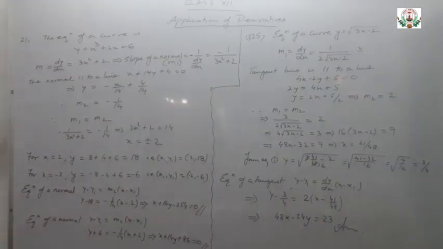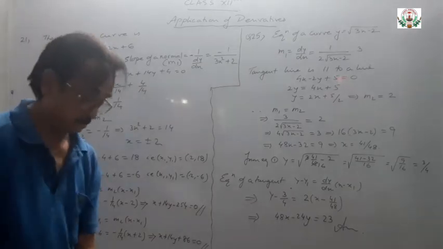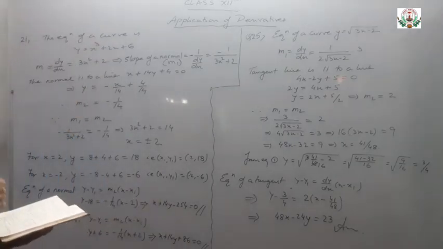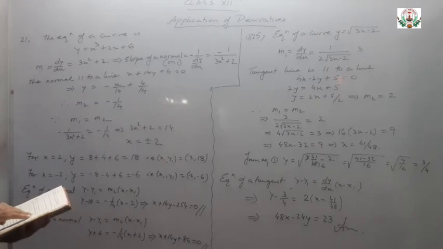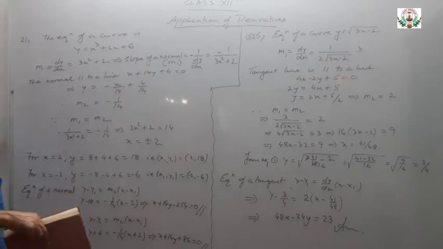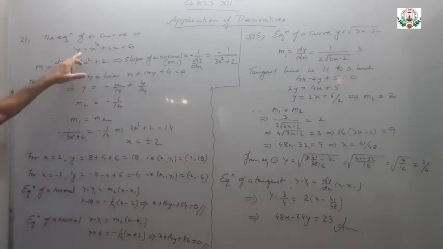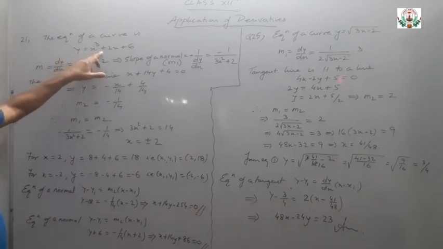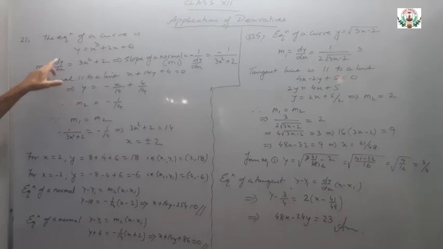Now the next question, number 21. Find the equation of the normal to the curve y equals x cube plus 2x plus 6 which is parallel to the line x plus 14y plus 4 equals 0. The equation of the given curve is x cube plus 2x plus 6. The slope of the curve, dy by dx, is 3x square plus 2.